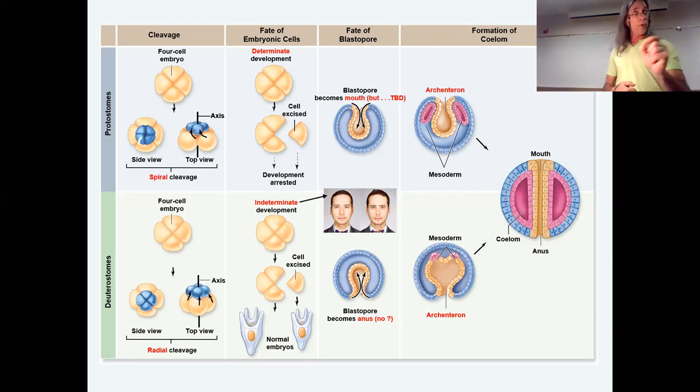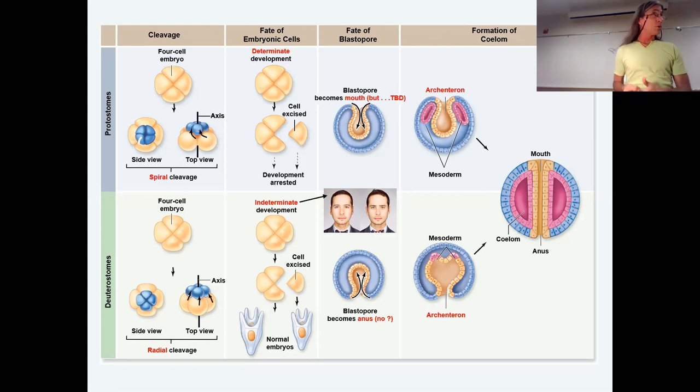You can manually go in and do that, remove one of those cells. If, on the other hand, you have indeterminate development like you and I, you can remove one of those cells, and the other cells haven't differentiated enough yet that they can't pick up where the cell that was excised left off. That's why we have identical twins. Identical twins could only happen with indeterminate development. In identical twins, one sperm fertilizes one egg and then it splits. Well, if it had determinate development, you'd get two half embryos. That's not going to work, right?